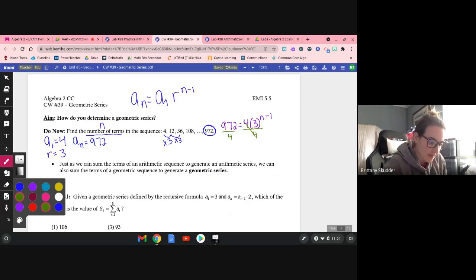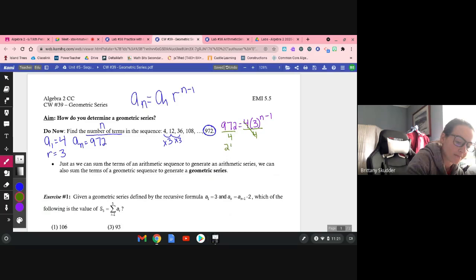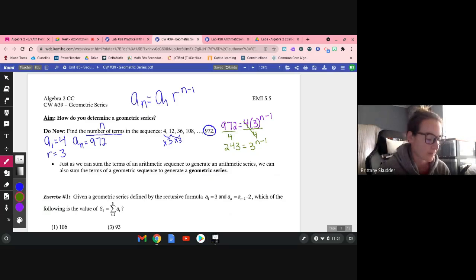So 972 divided by 4 is 243 equals 3 to the n minus 1. Okay. Two different ways to solve this, because you can do common bases, because this is going to be a common ratio of 3. So you know that the base is going to be 3. The other way that we're very familiar with is if our variable is in the exponent, we're going to write this in log form and then just use our calculator to calculate.